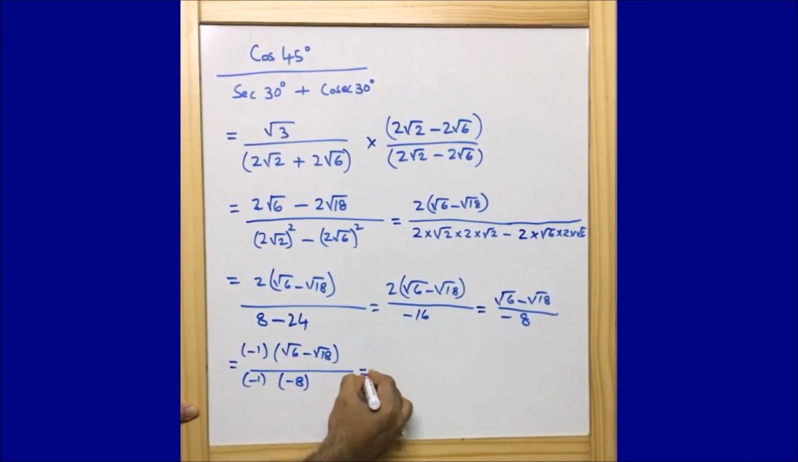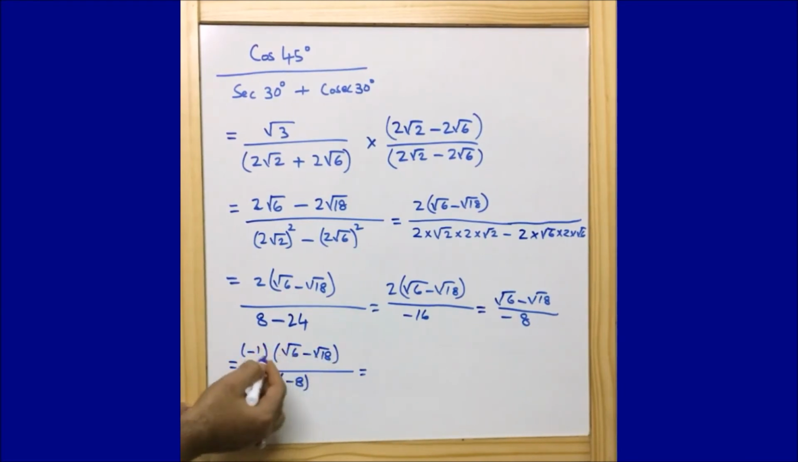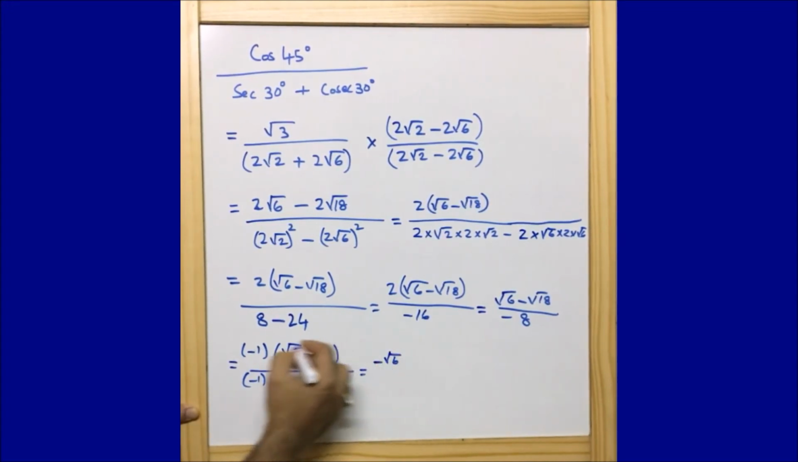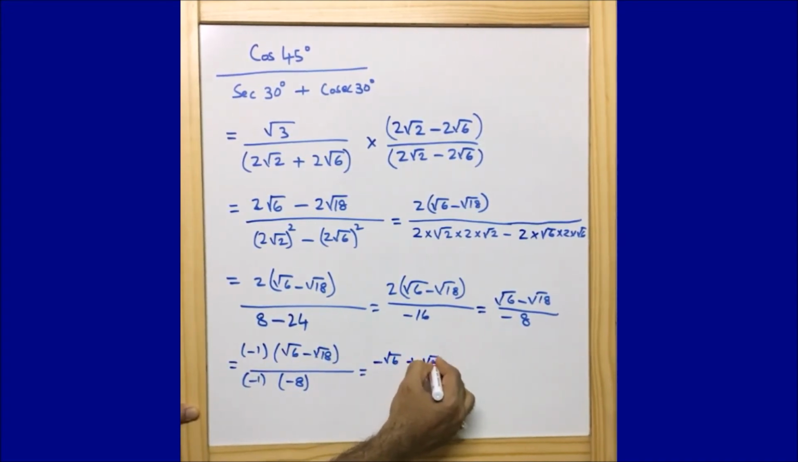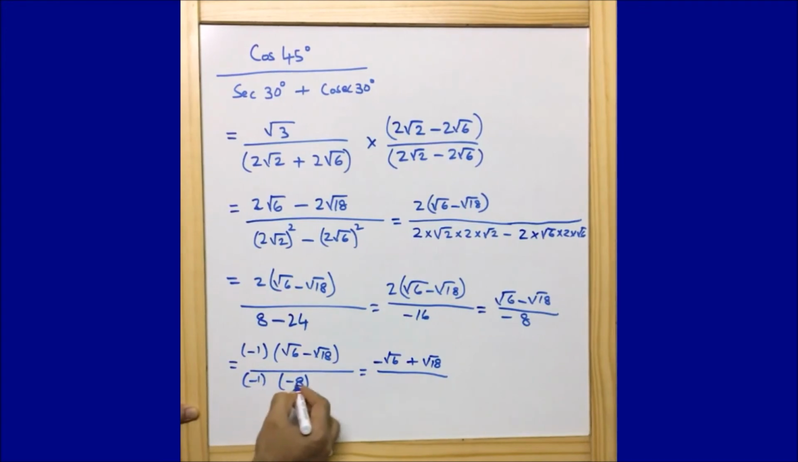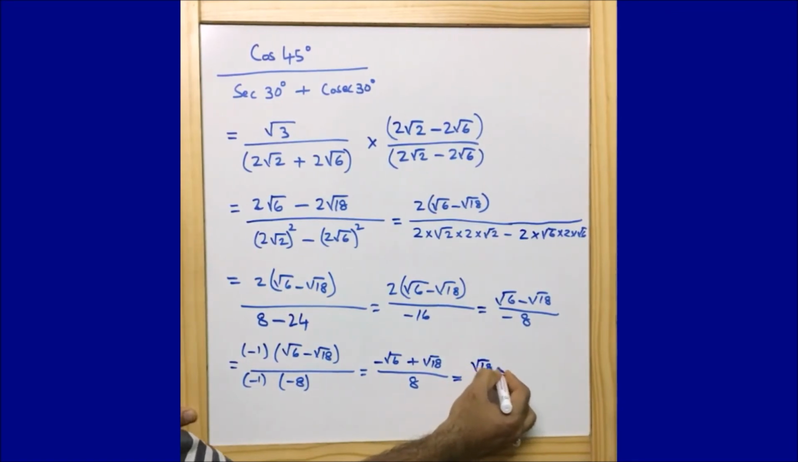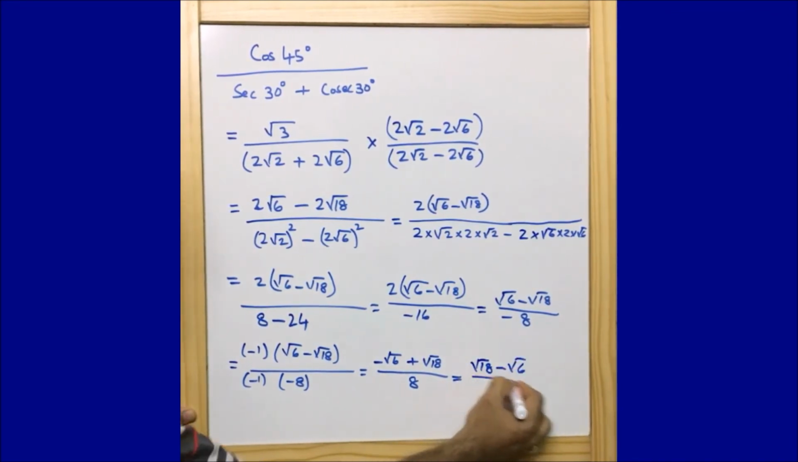So that is what I am doing here. Minus 1 into root 6 is minus root 6, and minus 1 into minus root 18 is plus root 18, upon minus 1 into minus 8 is plus 8. In the next step I will just rearrange this one. So we will get root 18 minus root 6 by 8. I just rearranged this equation. So what I got: root 18 minus root 6 by 8.